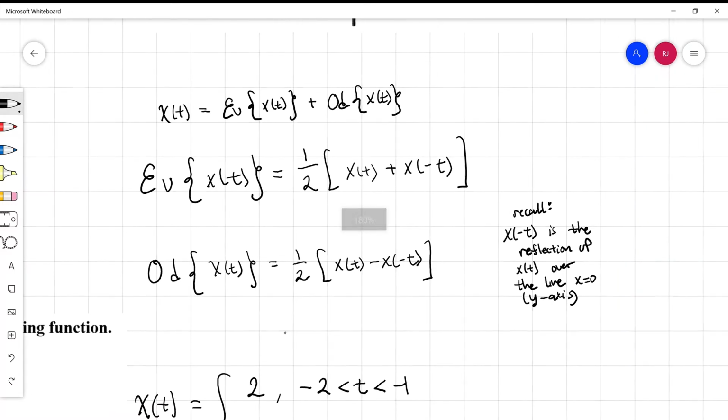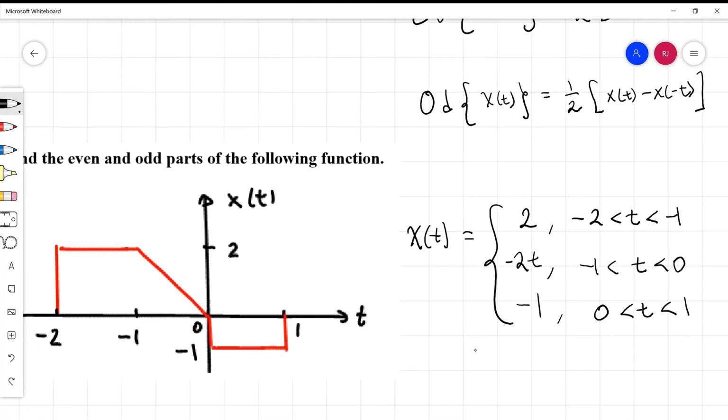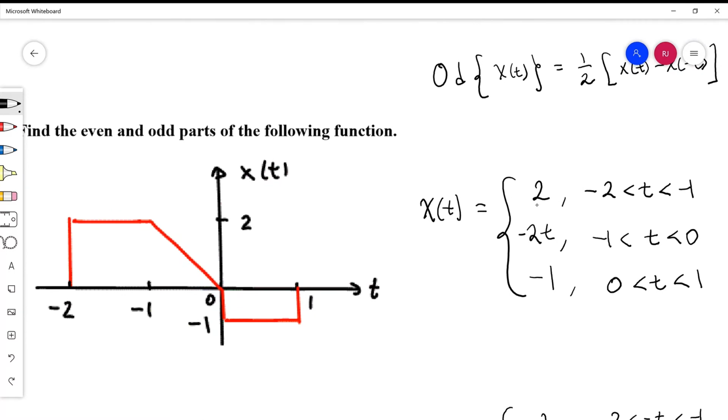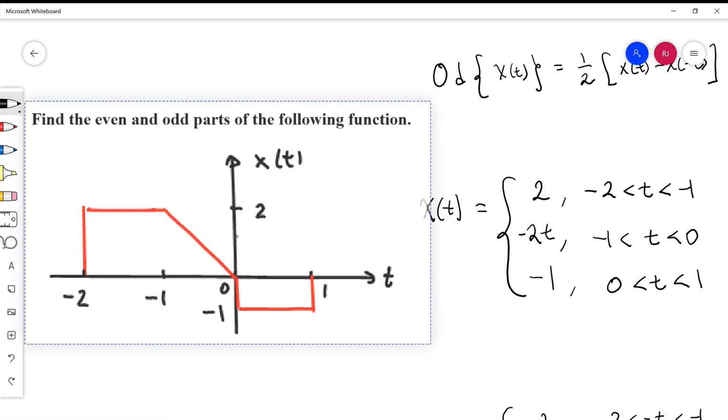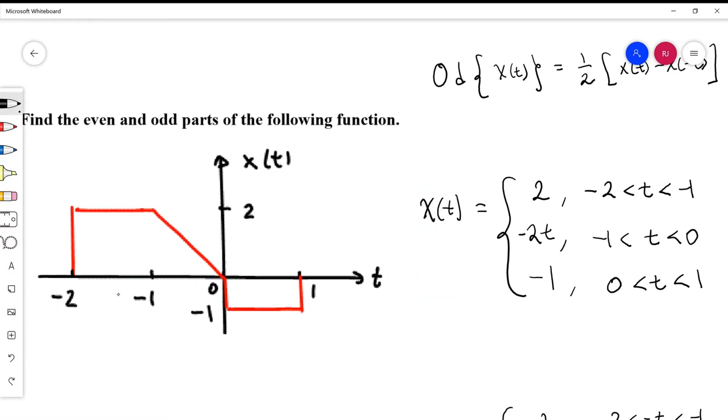Alright. So the way we'll start this is by first parameterizing our graph as a piecewise function. Here we have the original question, and we've broken this up into individual pieces: the pieces from t equals -2 to -1, -1 to 0, and from 0 to 1. You see here that from -2 to -1, for example, the value of x of t is 2. Between -1 and 0, this line here is given by the straight line -2t plus 0.